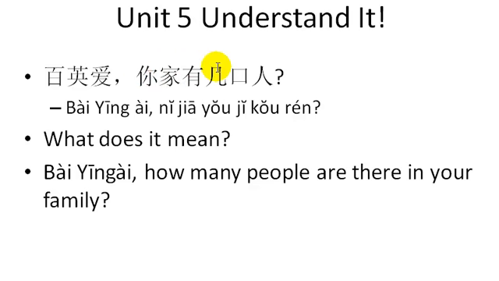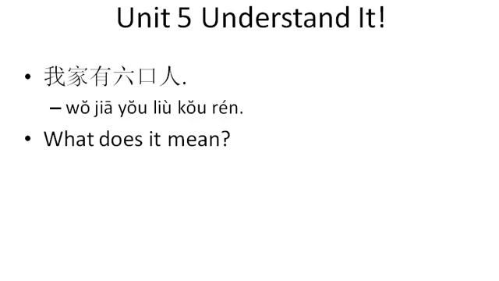So you might want to pause this recording and repeat this sentence a few times and get this different word order into your head. 你家有几口人? You, family, there are how many people? So you should know the meaning of this. Leo, you know, means 6, 五六七. 我家有六口人.